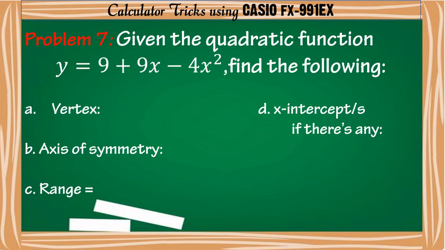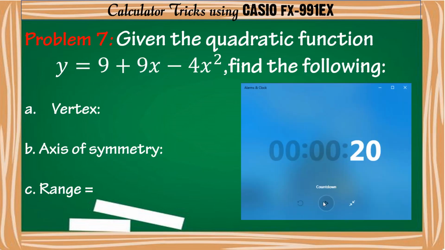Problem number 7 is the same as problem number 6, but it is not arranged in general form. We have to emphasize to our students that when using the calculator, the equation should be in standard form before entering the values of a, b, and c. So for value of a, we have negative 4, and for b and c, we have positive 9. So pwede pong pakisabutan nyo. I will give you 20 seconds to answer it. So your timer starts now.